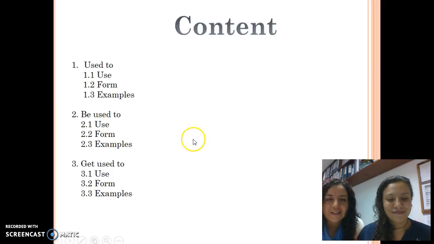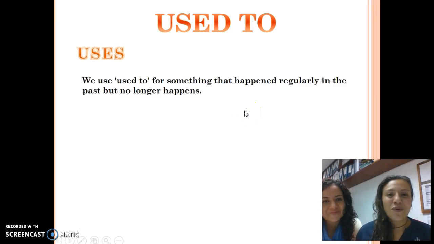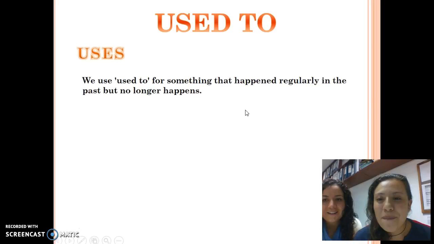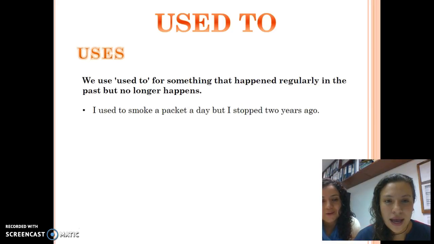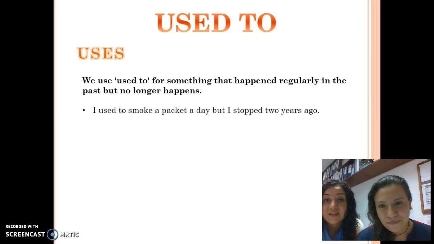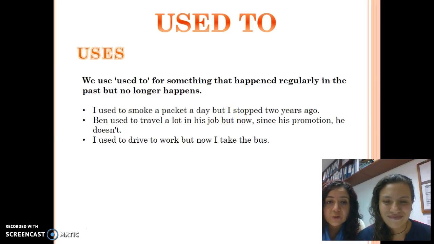Okay, so Laura, tell us about the most common use of used to. We use used to for something that happened regularly in the past but no longer happens. For example, I used to smoke a packet a day, but I stopped 2 years ago, actually 4. Ben used to travel a lot in his job, but now, since his promotion, he doesn't. I used to drive to work, but now I take the bus.